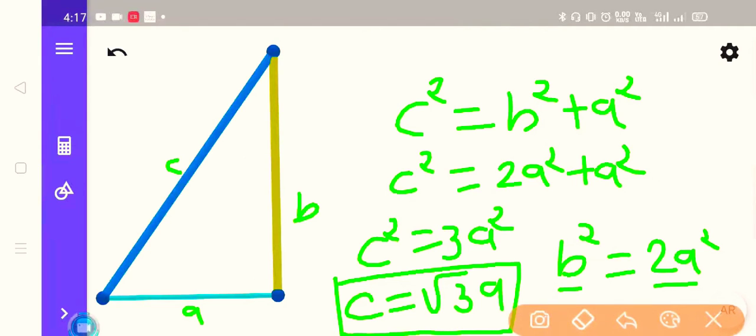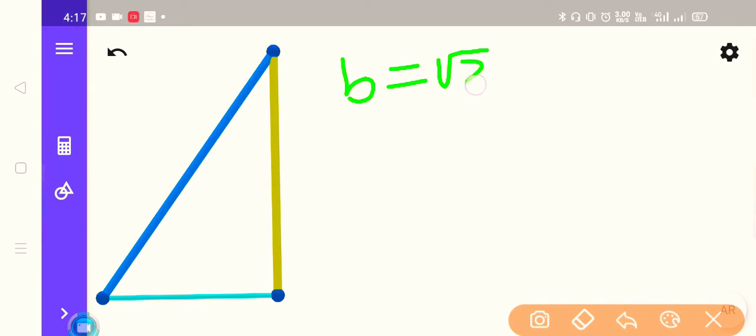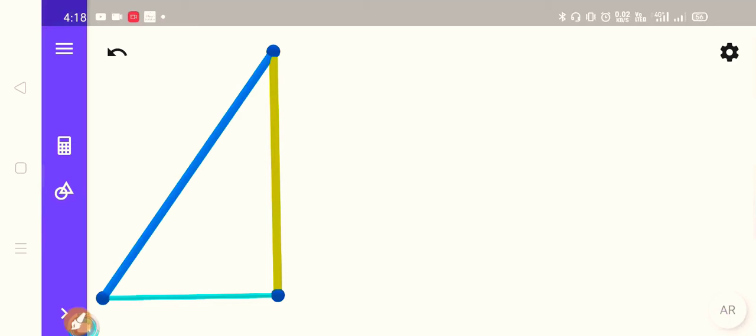Again remember this relation: body diagonal line C is equal to root 3 A. So we have two different relationships. B is equal to root 2 A, that means face diagonal is equal to root 2 multiplied by edge length, and C is equal to root 3 A, that means body diagonal is equal to root 3 multiplied by edge length. Remember these two relationships.